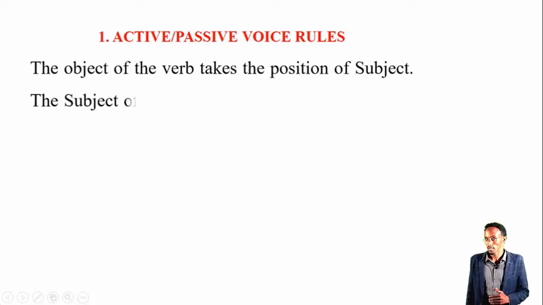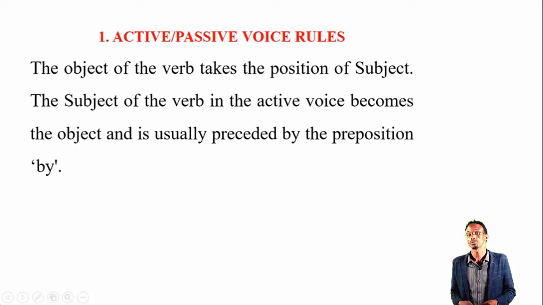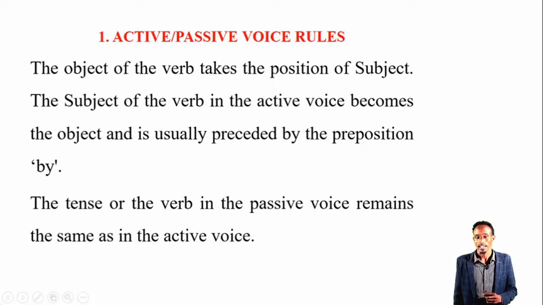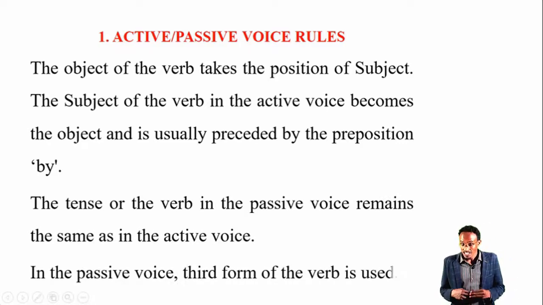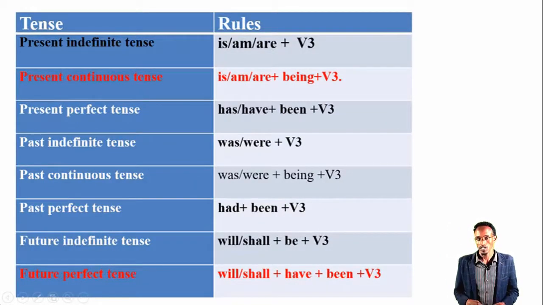The object of the verb takes the position of the subject, while the subject of the verb in the active voice becomes the object and is usually preceded by the preposition by. The tense of the verb in the passive voice remains the same as in the active voice. In the passive voice, the third form of the verb is used. For instance, present indefinite tense: is, am, or are, plus V3. And when it is present continuous tense: is, am, are, plus being, plus V3.